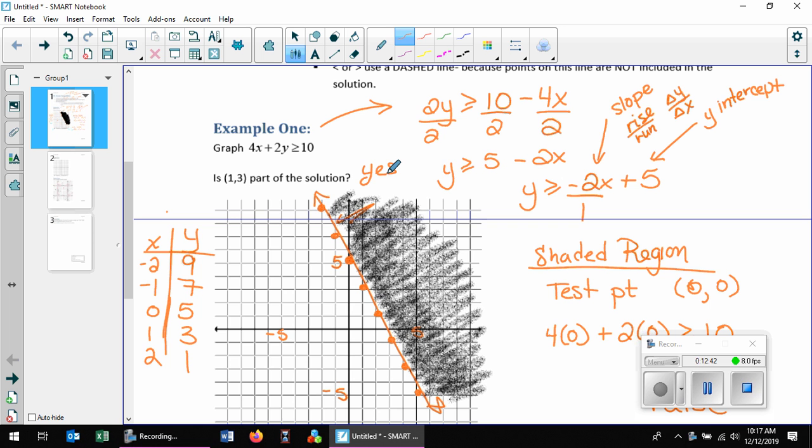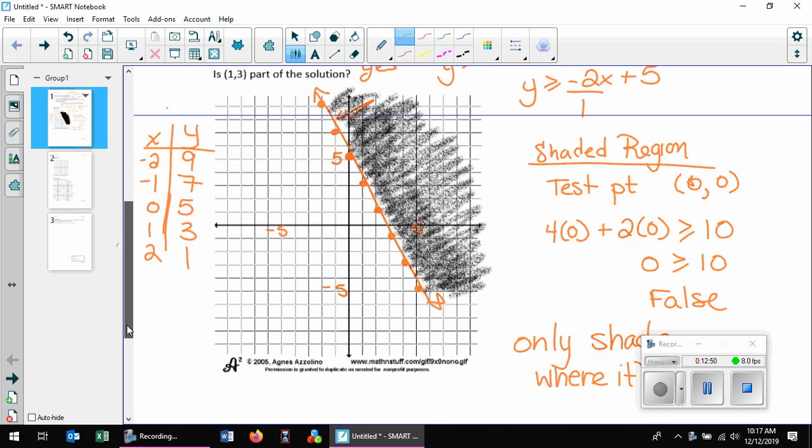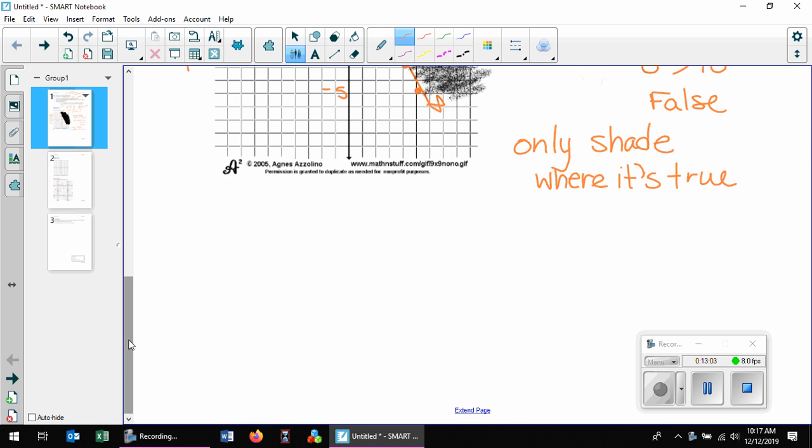So anything in the shaded region means that it's true. Just to prove my point, if I pick a point in this shaded region, so I'm going to pick (3, 3). Do you agree that (3, 3) should be in my shaded region? Sure. Yeah, for sure.